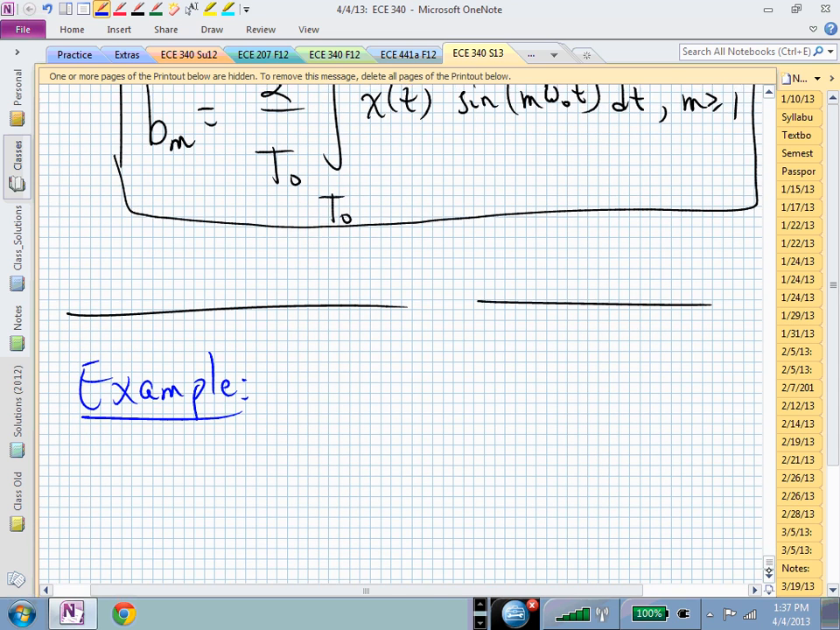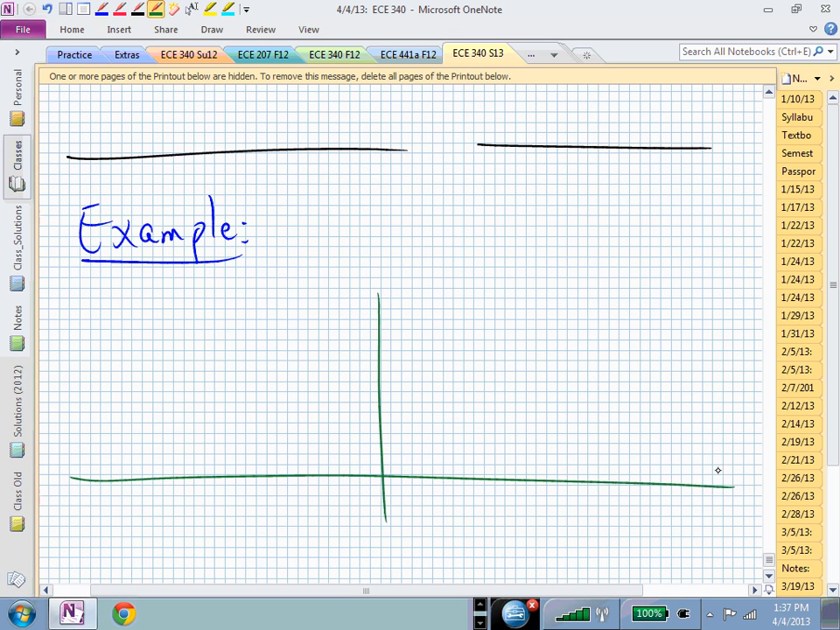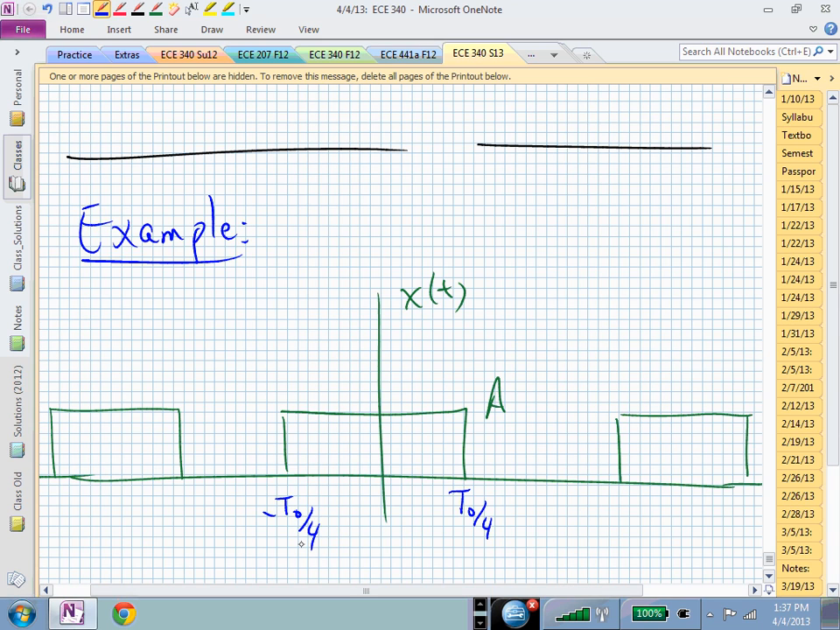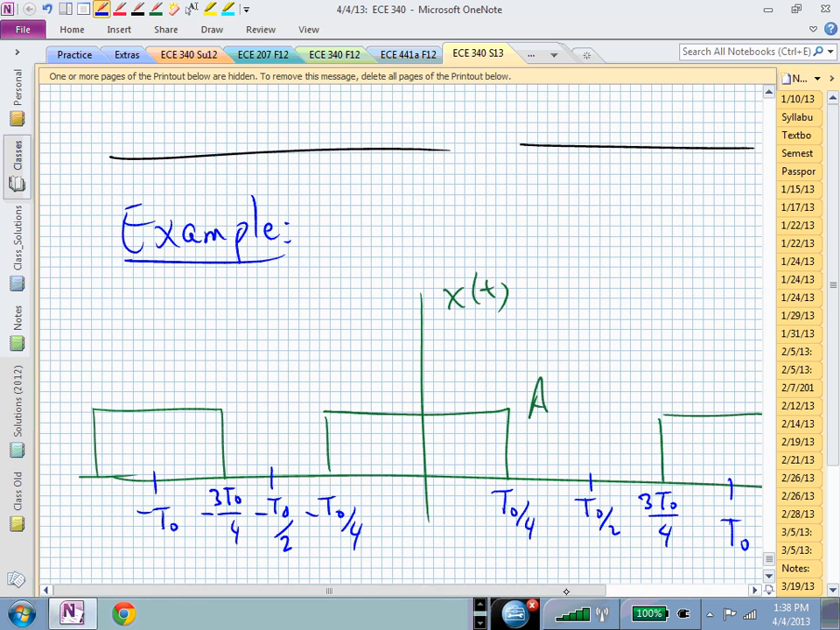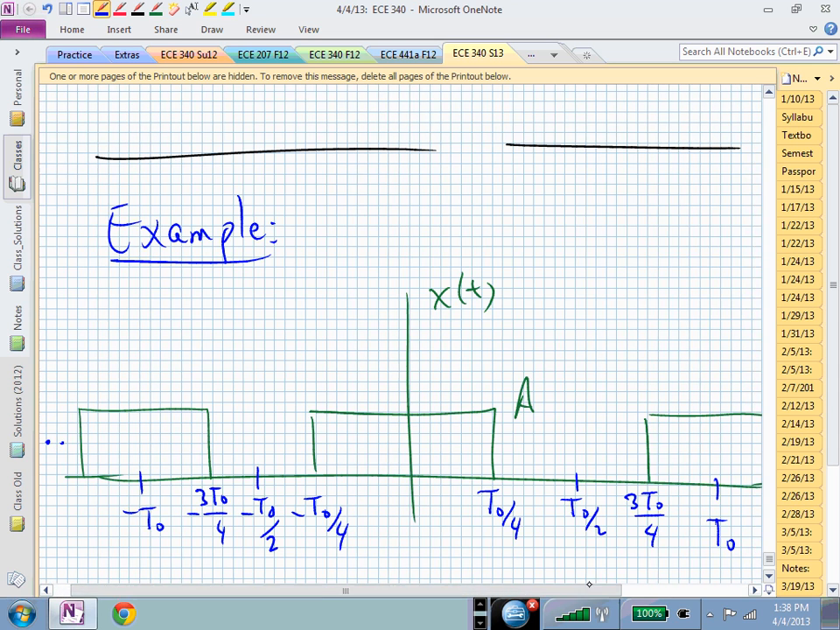Suppose that I give you the following waveform. Here's x of t, and let's say that I have an amplitude of A, and this is probably not drawn very accurately, but let me now label this. Let's say that this is now T naught over 4, minus T naught over 4. This is now T naught. This is 3 T naught over 4. This is minus 3 T naught over 4, and this is minus T naught. And these extend in both the positive and negative time direction.